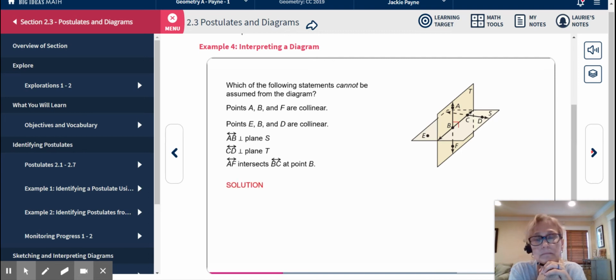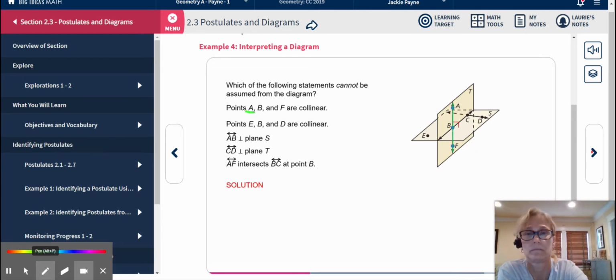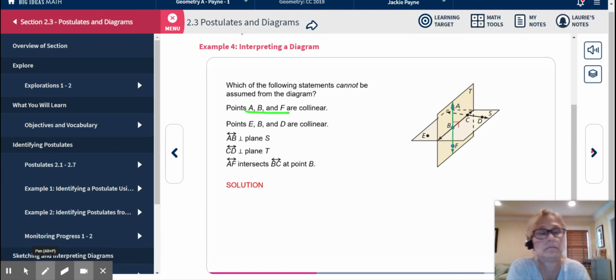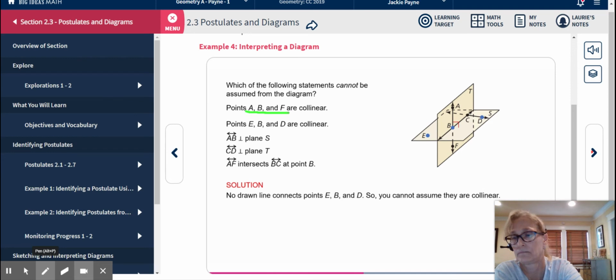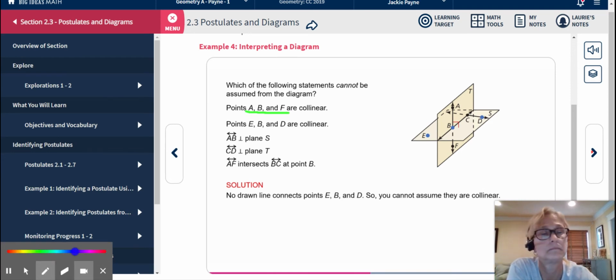Solution. In order to determine whether the first statement can be assumed from the diagram, locate points A, B, and F in the diagram. The line AF connects points A, B, and F, so you can assume points A, B, and F are collinear. To determine whether the second statement can be assumed, locate points E, B, and D in the diagram. No drawn line connects points E, B, and D, so you cannot assume they are collinear.